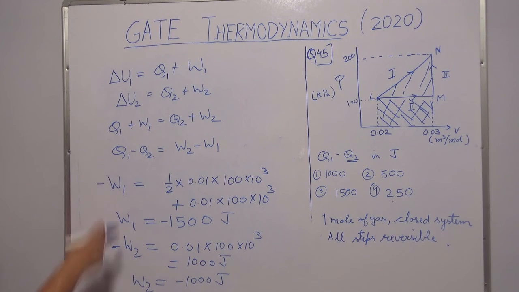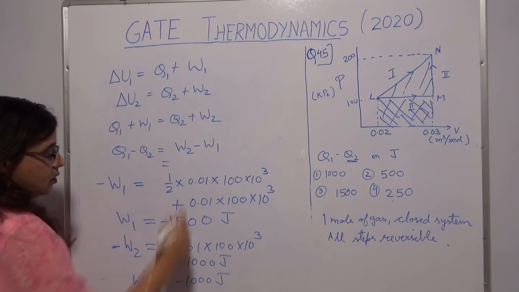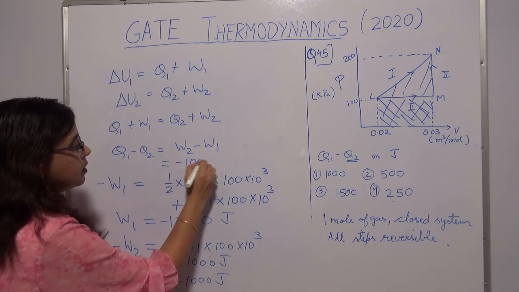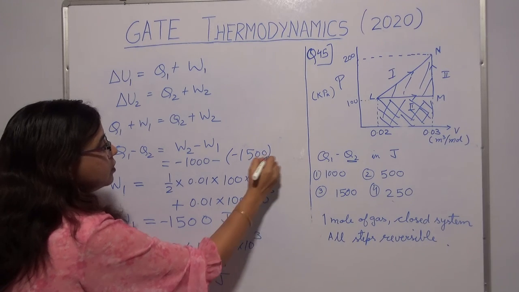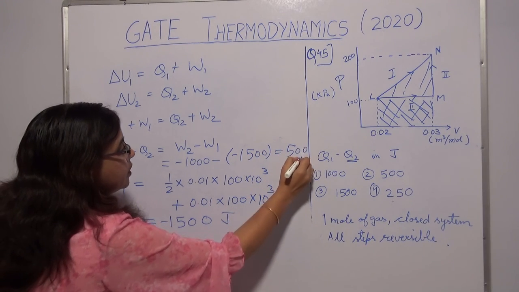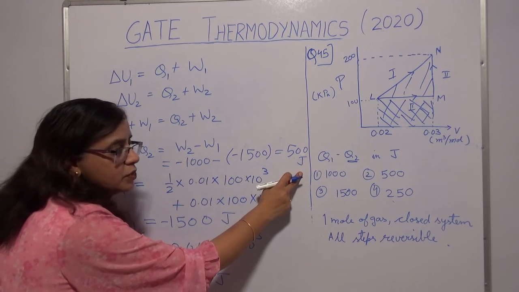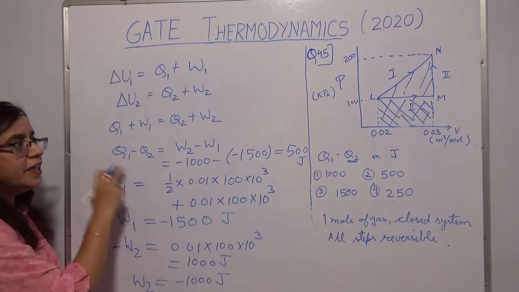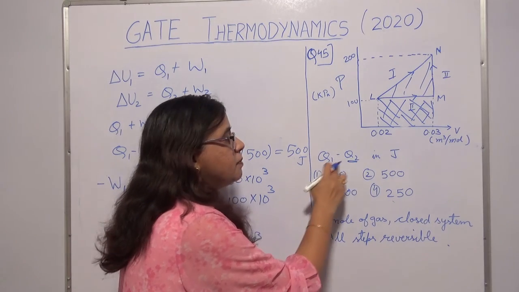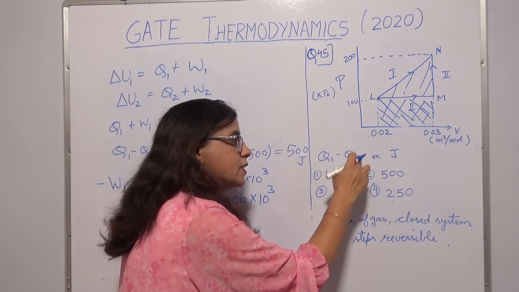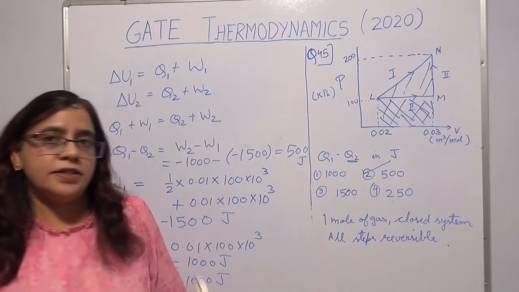Now you have to find Q1 minus Q2, which is equal to W2 minus W1. So W2 is minus 1000, minus of minus 1500, and that comes out to be 500 joules. So Q1 minus Q2 is equal to 500 joules. That means the difference between the heat flowing in the first process and the heat flowing in the second process is 500 joules. So this answer is correct.